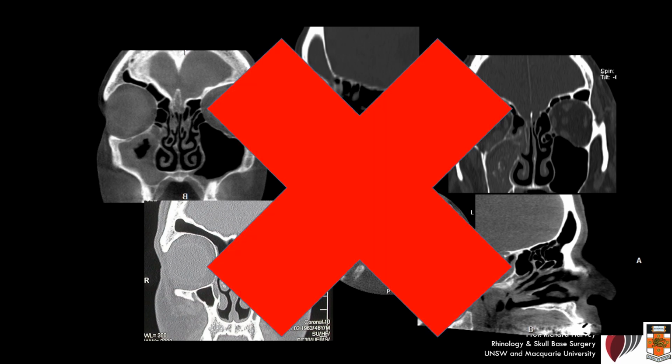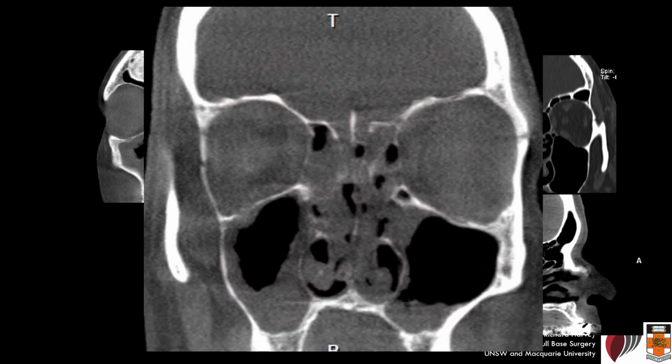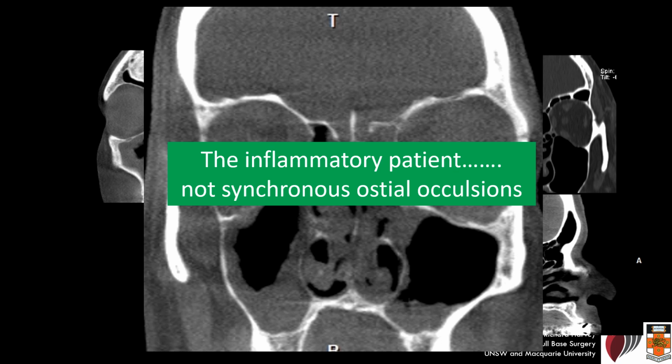But this is really not what most people are seeing, particularly when radiologists report that someone has sinusitis on their scan. They often refer to images like this, where there's a bit of patchy, diffuse changes in the sinuses. And this, of course, is someone who has an inflammatory disorder. It's not someone who just very fortuitously has multiple anatomical problems on both sides in multiple sinuses all at the one time. This is an inflammatory disorder of the airway.